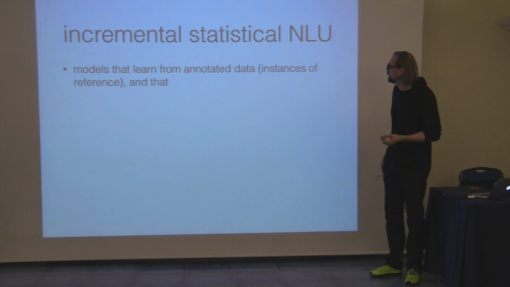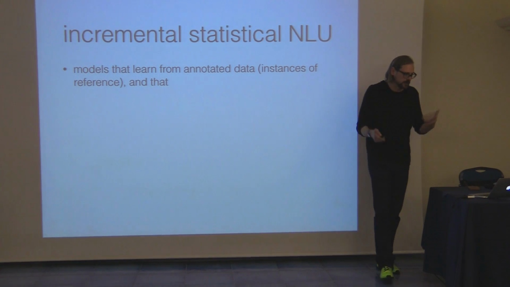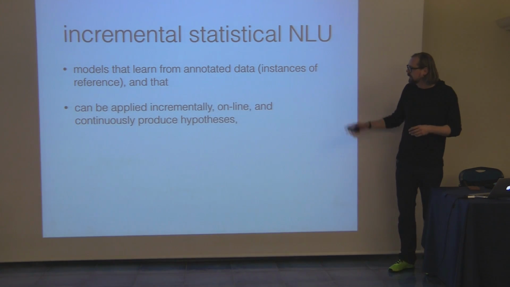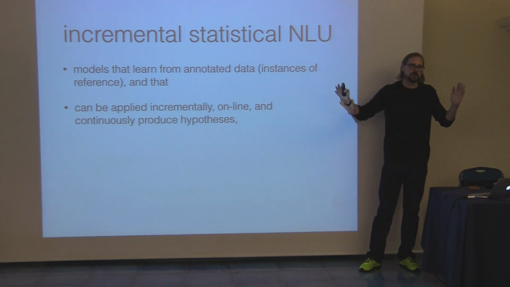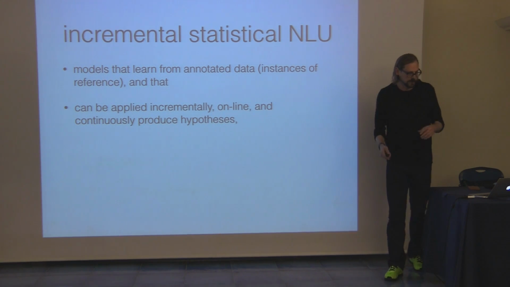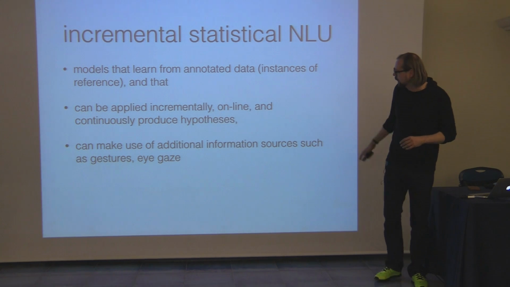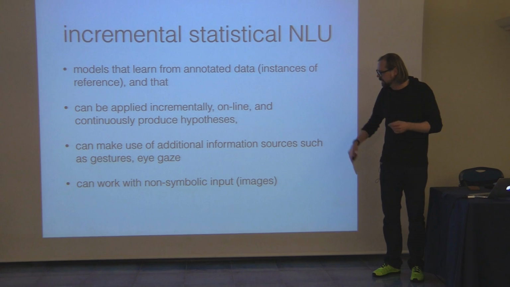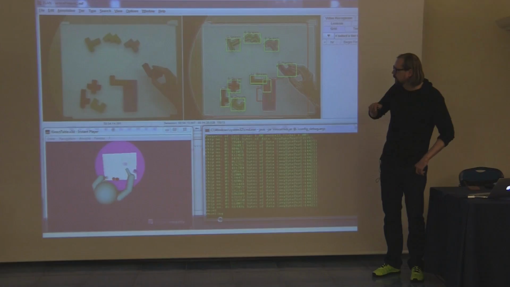we have a model here that learns from annotated data and learns a connection between words and the world, or rather percepts of the world. It can be applied incrementally. I haven't really talked about this, but all this is done incrementally. So we form this hypothesis while the utterance is going on. We don't wait for the full utterance to process it. We do this looking around in the world incrementally. We can make use of additional information sources such as gestures and eye gaze, and it works with non-symbolic input, with images, and it performs relatively well.